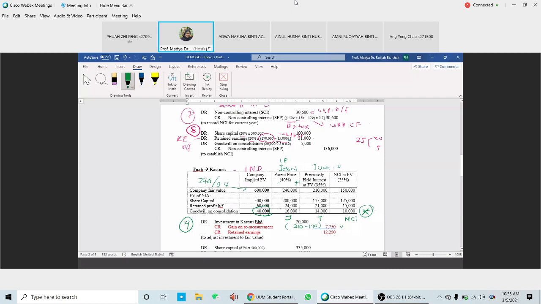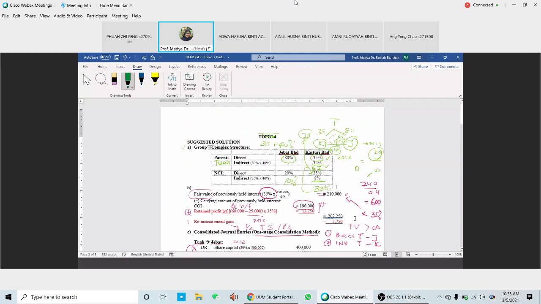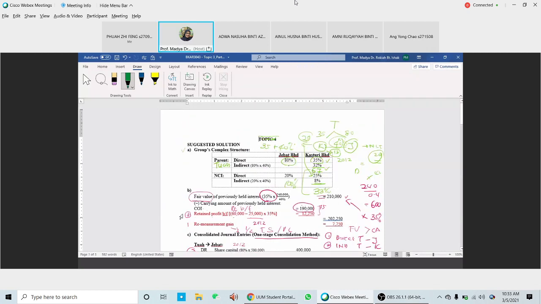Where does this figure come from? Refer back to this one. So the change in the fair value here is due to the retained profit. Okay, the increased retained profit here is the retained earnings that you have here, 12, and also you have a remeasurement gain 7.75 from here.